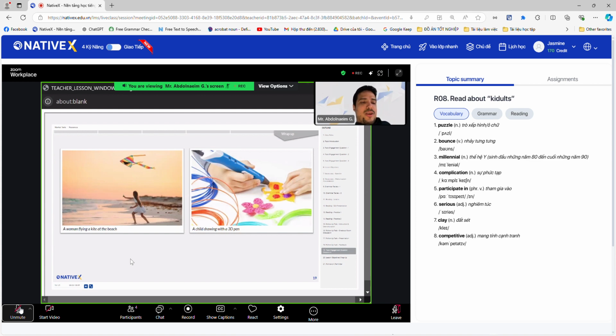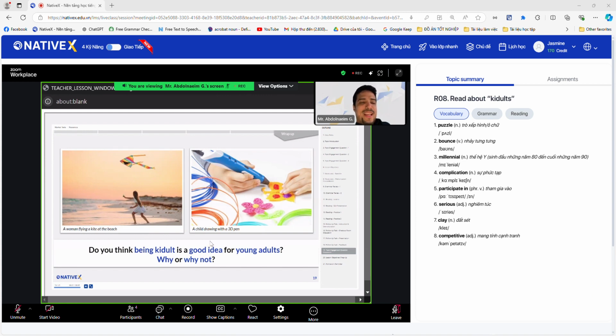Okay, so a woman flying a kite at the beach or drawing with a 3D pen. Ms. Yen, do you think being a kidult is a good idea or not a good idea? I think being a kidult is a good idea for young adults. Why? Because in modern life, adults have to face a lot of complicated problems.